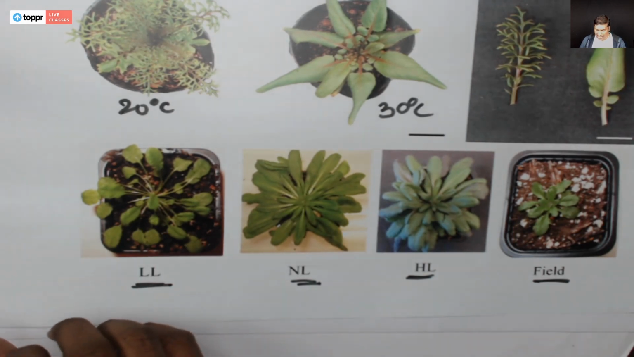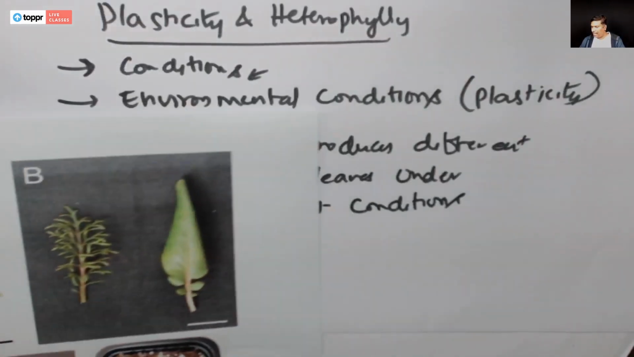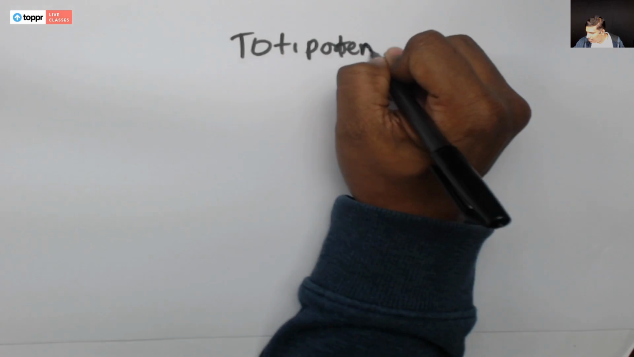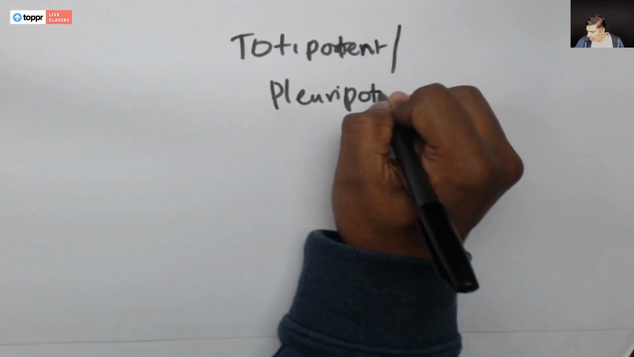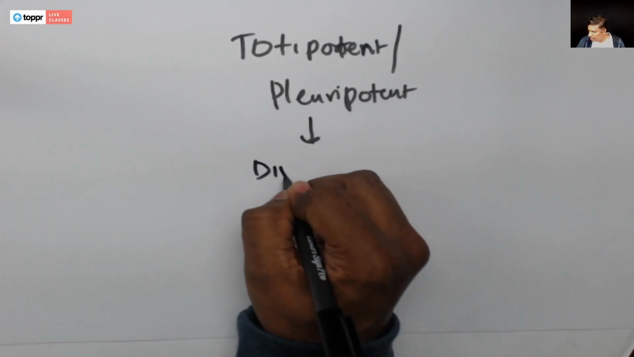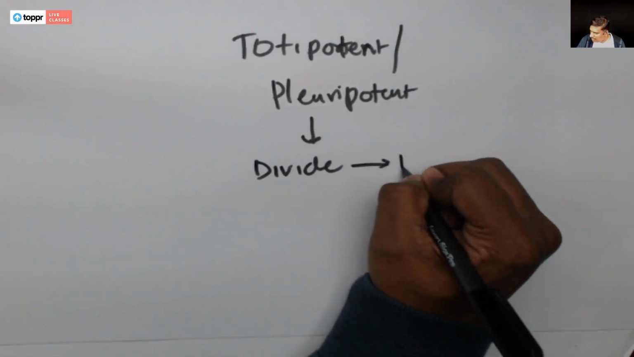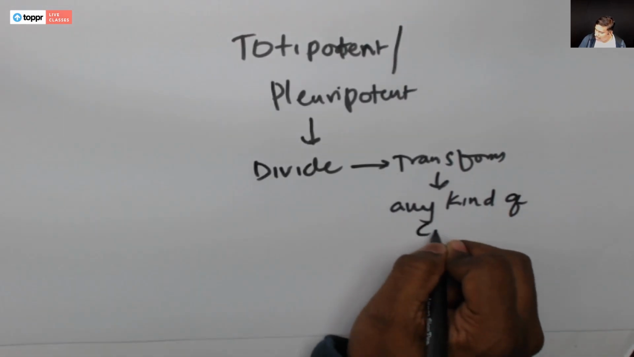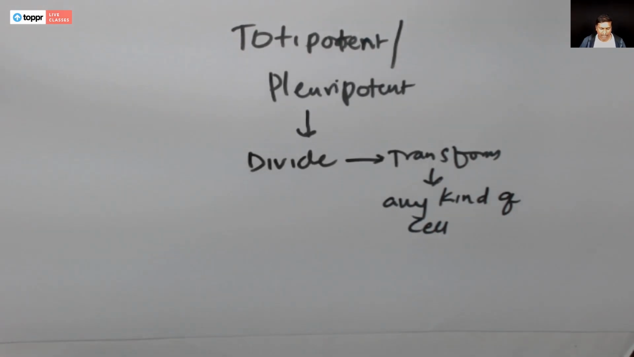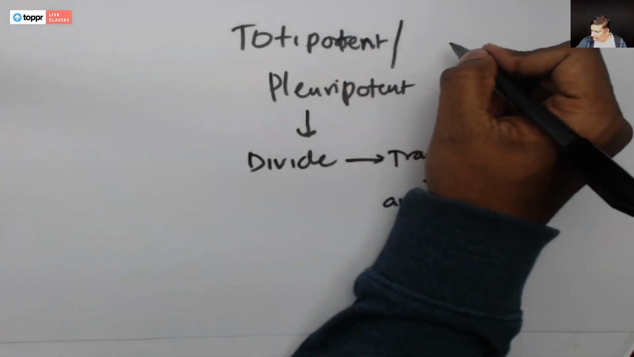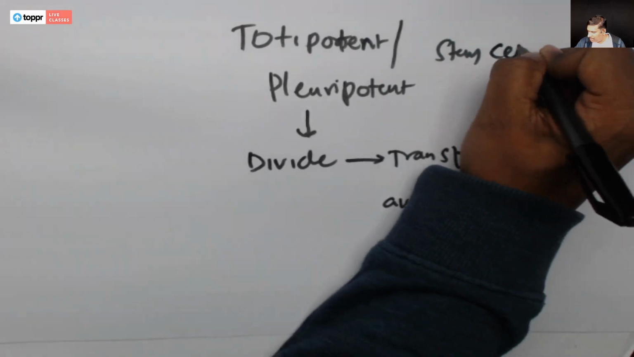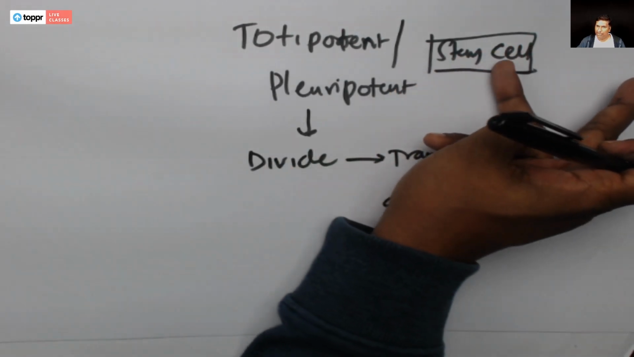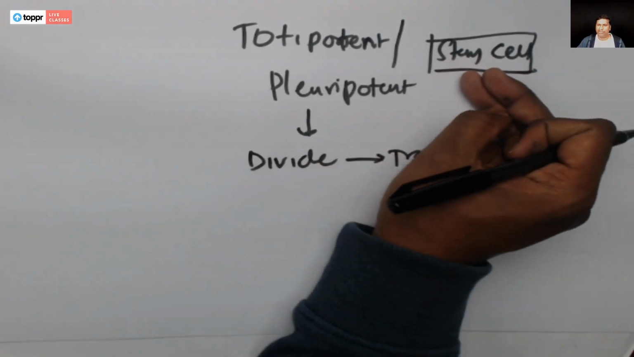The questions which were asked so far are: what type of cells are meristem cells? Meristem cells are totipotent or pluripotent cells, the cells which have the ability to divide and transform into any kind of cell. So that is your meristem cells. These meristem cells are equivalent to the stem cells of your human body. All the cells in our body are derived from a single cell which we call the stem cell.